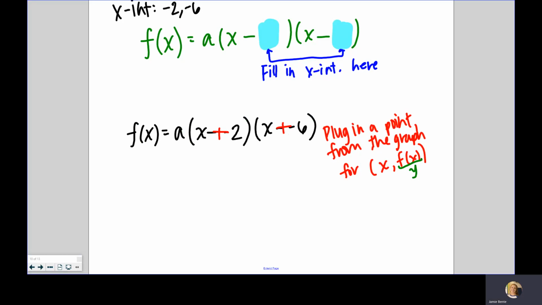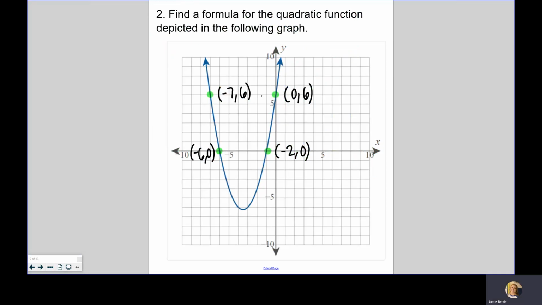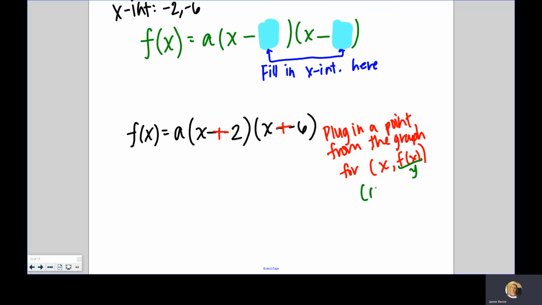All right, so let's go to the graph. We're going to try to find an easy point to plug in. So find one with easy numbers. We identified a couple of points that the graph went through. This one definitely looks like it would be easier to plug in. So let's plug in the point 0, 6. So this is going to be our x, and this is going to be our f of x. All right, so f of x is getting replaced with 6 equals, we don't know what a is. That's what we're trying to figure out. We're replacing x with 0. So 0 plus 2 times 0 plus 6.